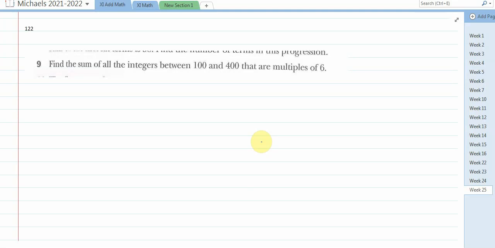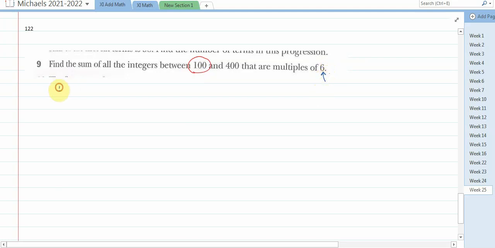Alright class, in this session we are going to continue the exercise 11.3 and it's question number 9. It says find the sum of all the integers between 100 and 400 that are multiples of 6. Alright, so majority of the students, what they did here, or I can say what is the mistake, is that they consider their first term is 106, which is entirely wrong, because we are looking for those numbers which are divisible by 6. So we need to identify the first term after 100 that is divisible by 6.